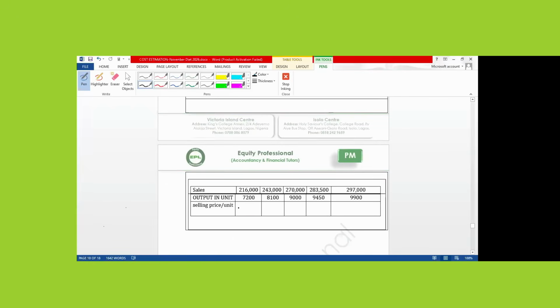Sales value divided by number of units. 30 naira. The selling price per unit is 30 naira at Ikeja factory. So let's go and get the sales revenue.